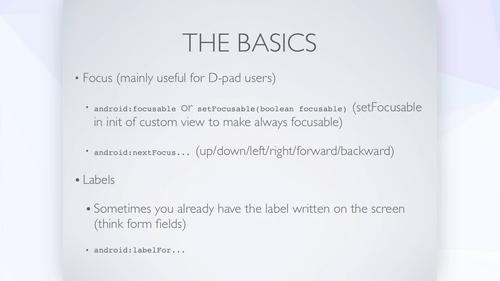There's a few other things to think about when you're just dealing with the basics. There's the concept of focus. And focus is mostly for the D-pad. So if an element is focusable or not focusable when I'm moving around with that D-pad control, that's what I'm setting when I set android:focusable or call setFocusable. The other thing that you can control when you're dealing with focus is not just whether or not something can be focused on, but the order in which things are focused.